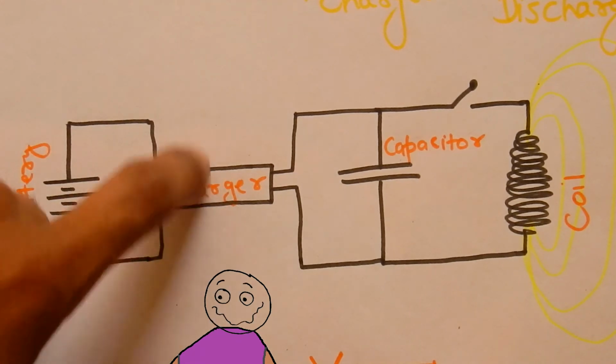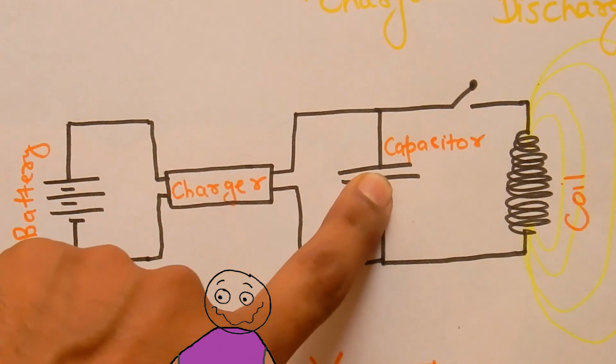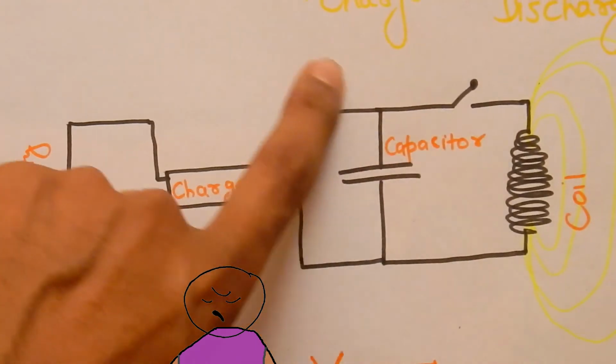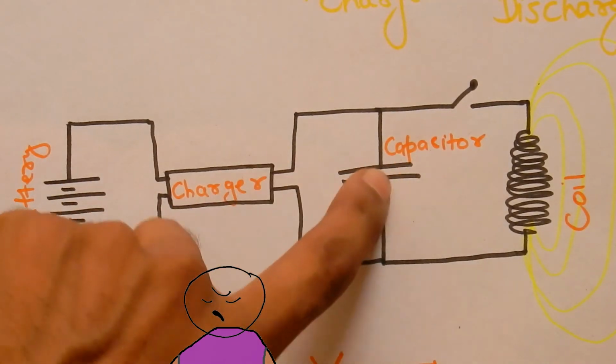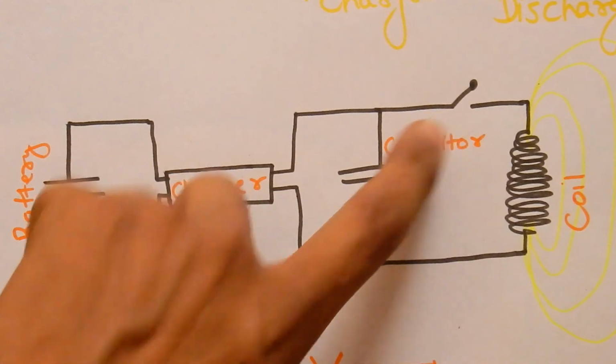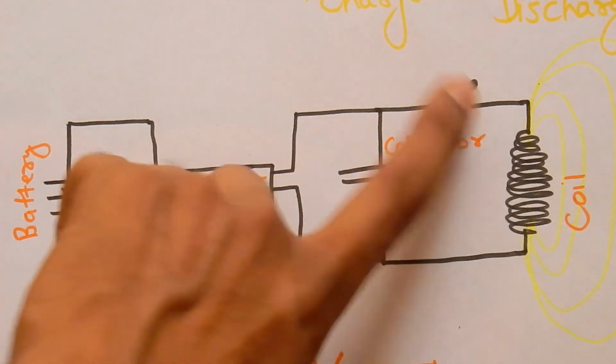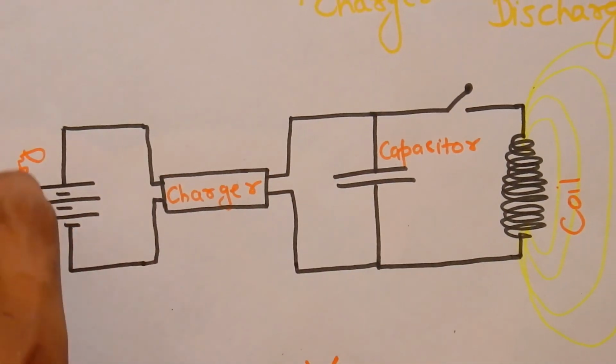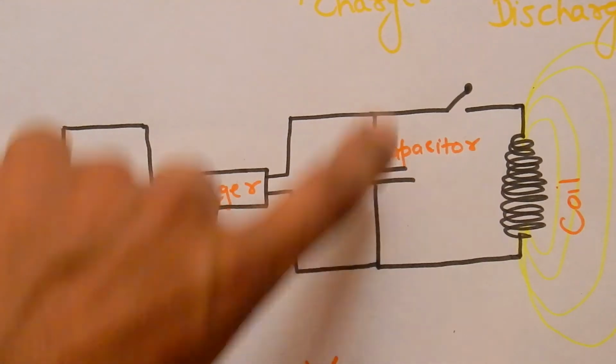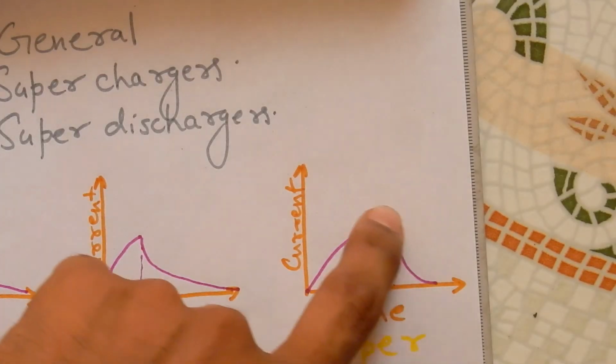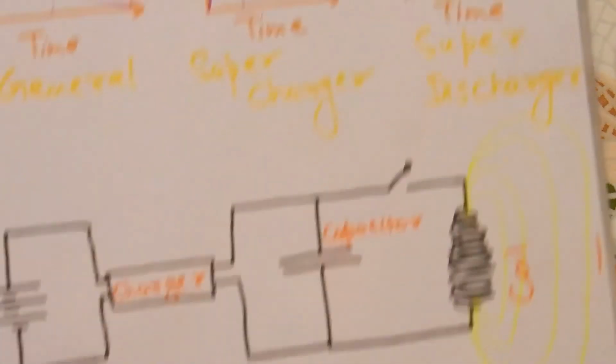This charger charges the super discharger. The current can't flow from this direction to this direction. If the switch is on, it might flow in the coil, but right now it's off. So all of the charges from the battery will accumulate in the capacitor. As you can see here, it's charging right now.